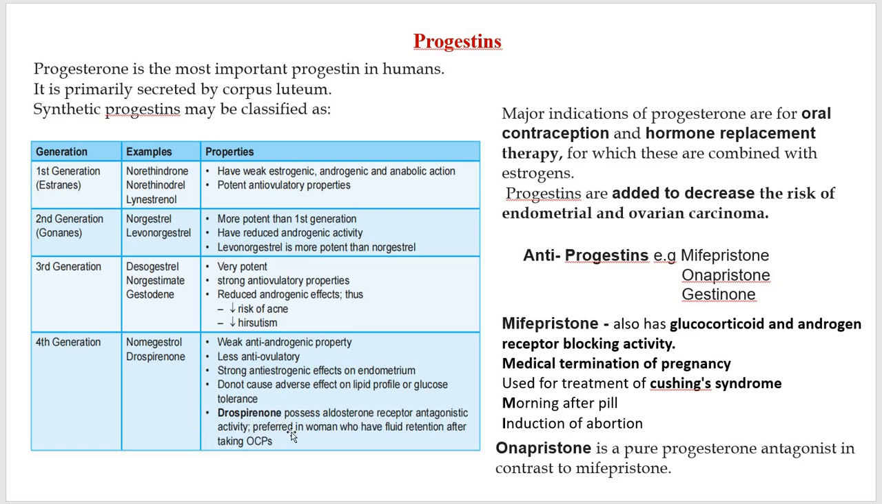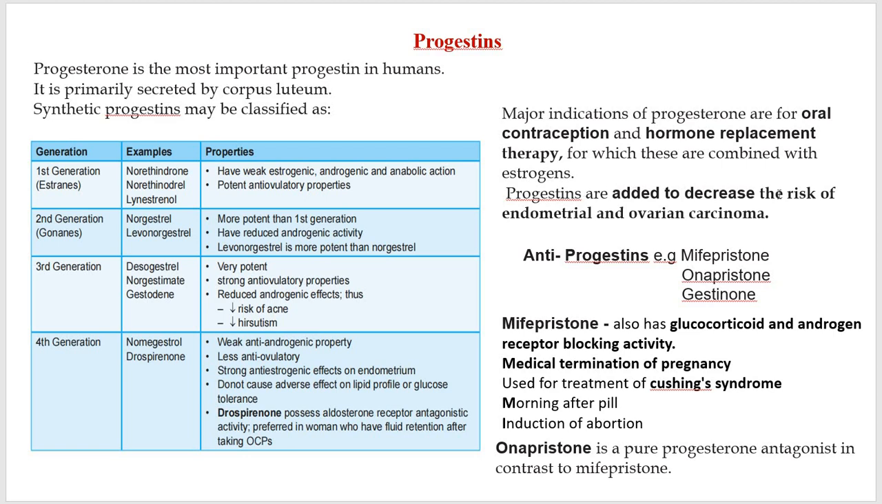Suppose it possesses the aldosterone antagonistic effect, then what will it do? Mainly, aldosterone is responsible for the maintenance of water and salt balance. In case aldosterone is in high quantity, to nullify the effect of aldosterone, this drug is used. And the major indications for progestins are oral contraception and hormone replacement therapy.